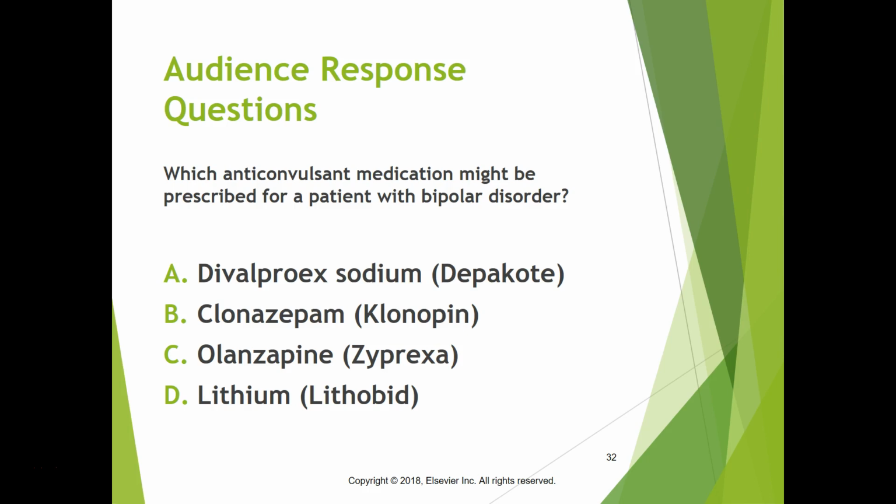Which anticonvulsant medication might be prescribed for a patient with bipolar disorder? It is A, divalproex sodium, or Depakote. Oh my goodness, I'm tired. Anyways, that is the only one that is considered an anticonvulsant. Clonazepam is a benzodiazepine, olanzapine is an antipsychotic medication, and lithium is kind of in a class by itself. It's an anti-manic medication.